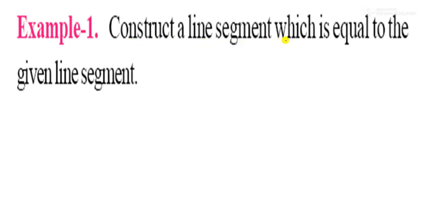Construct a line segment which is equal to a given line segment. So how can we construct it? I will show you how to construct. First you make it with me. Yes, let us start. First of all, make a line, and that line segment is AB. You can write here A and B.